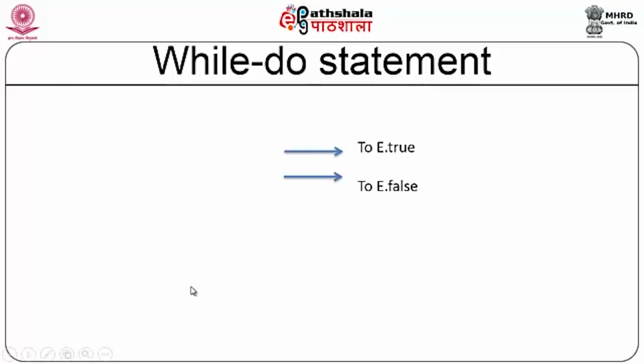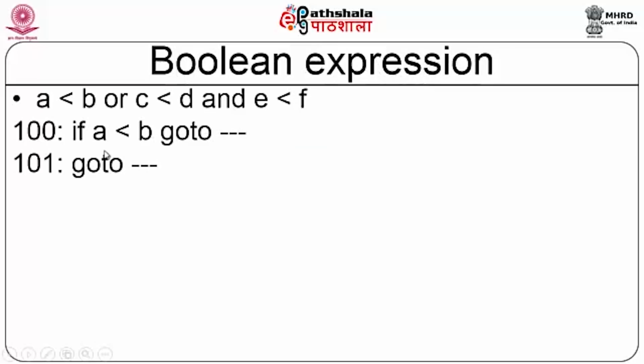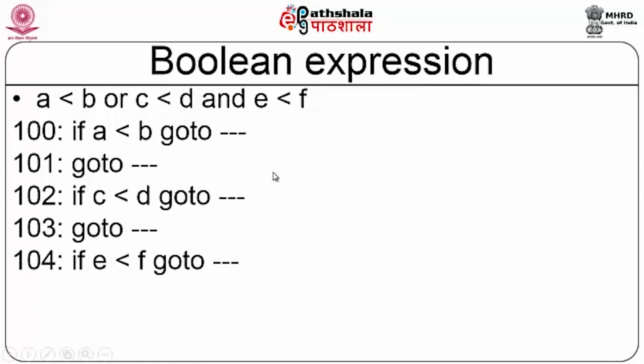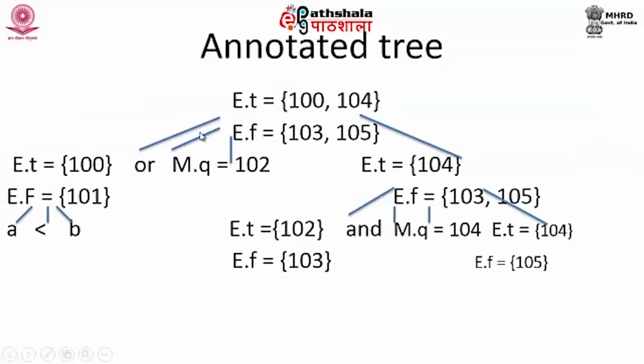So, consider this: A less than B or C less than D and E less than F. So, this is a simple expression. So, I said ID1 relop ID2 go to dash, then you have to emit go to dash. So, this is what corresponds to A less than B, and then again C less than D, and then E less than F. Okay. Now, I am going to look at this.